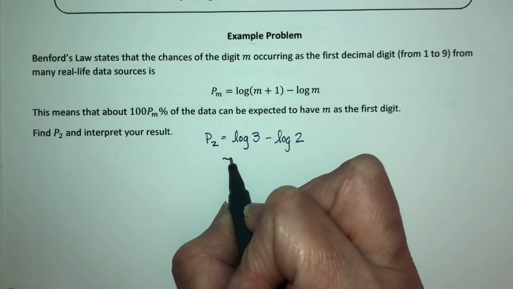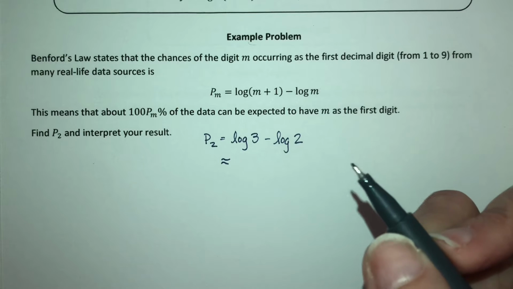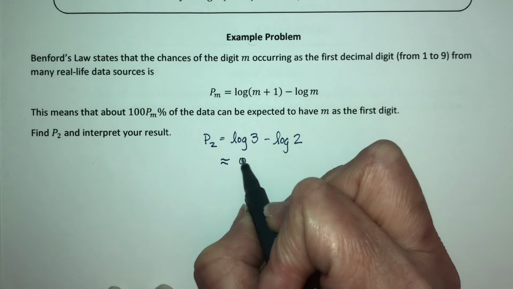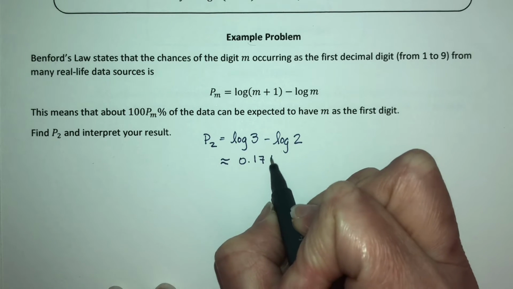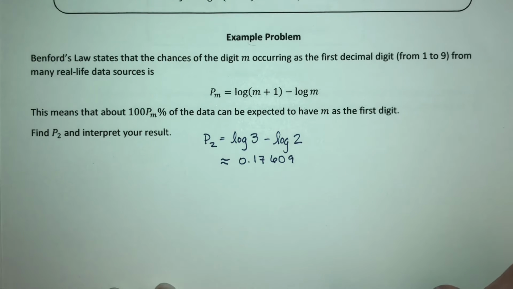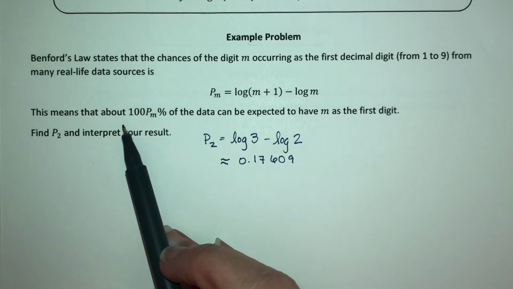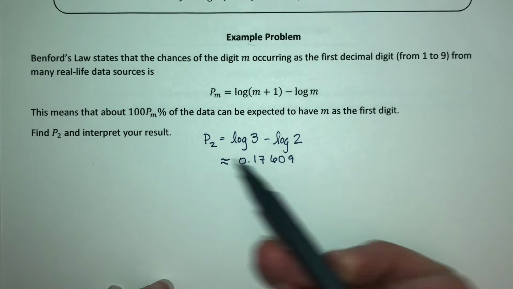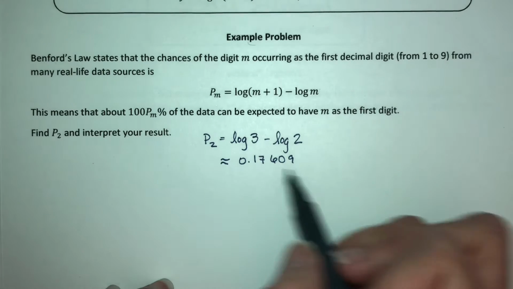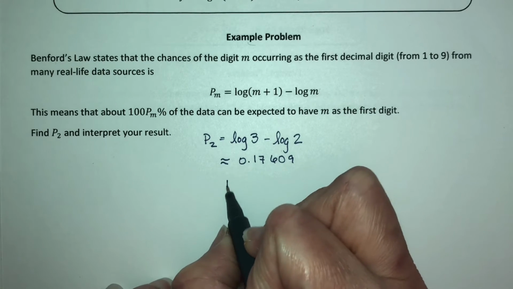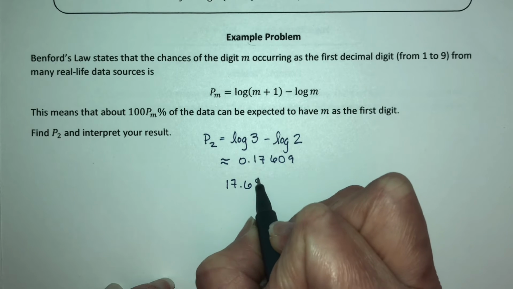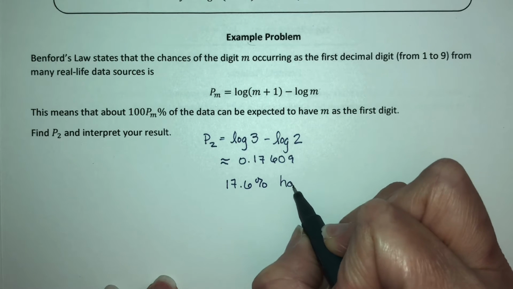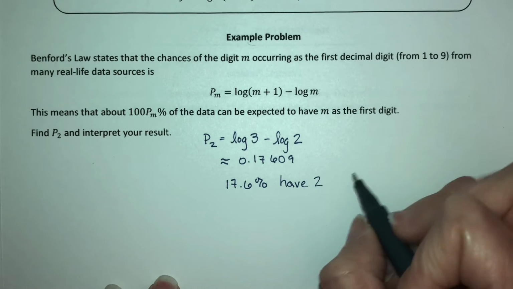If you go to your calculators and you punch this in, you will get that this is approximately equal to 0.17609. And then they want us to find out what percentage of the data. We found P2. Now interpret the result. We need to know what percent, so multiply this by 100. And you'll get about 17.6% of the data should have 2 as a first digit.